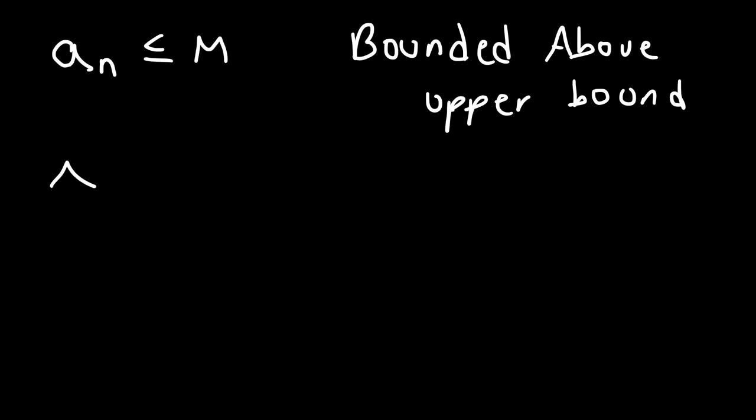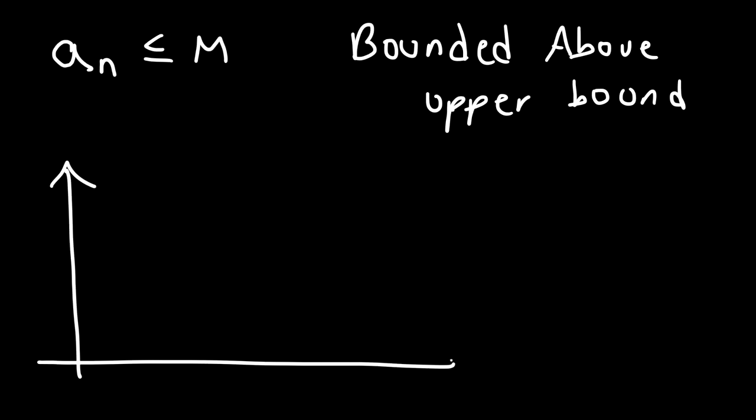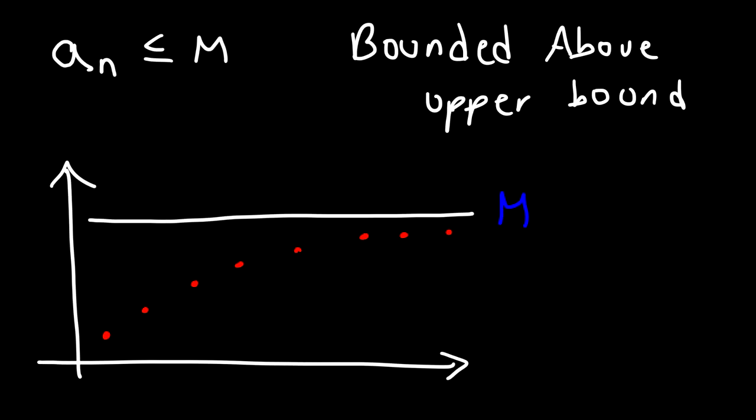To represent that graphically, let's say we have an increasing sequence, but it never goes higher than this line. So we say the sequence is bounded above. It has an upper bound at m. So it has a ceiling, so to speak.